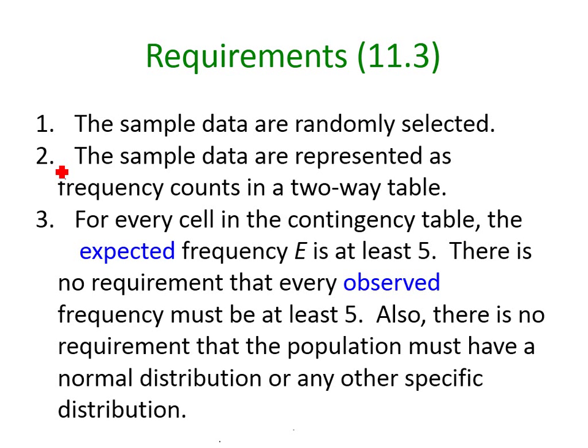The sample data are represented as frequency counts in a two-way table. So you have to have the rows and the columns. For every cell in the contingency table, the expected frequency E is at least 5. So you have to expect at least 5 values in each piece. There's not a requirement that every observed frequency has to be at least 5. And there is no requirement that the population must have a normal distribution or any other specific distribution. So what you observe doesn't necessarily have to reflect what's expected, but you had to expect at least 5 in each of those cells.